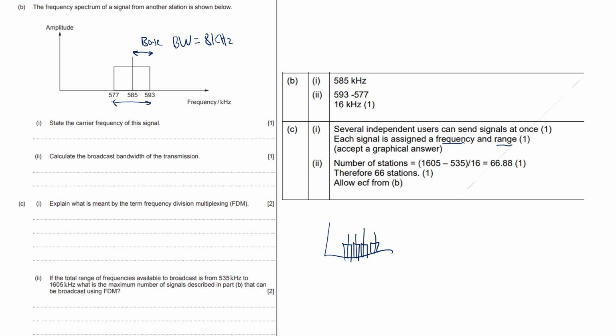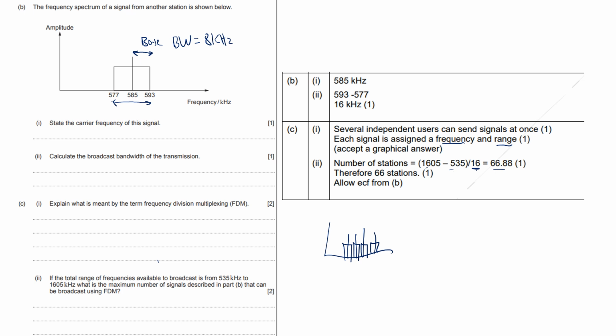And then obviously the number of stations is going to be the total broadcast band, which is 1605 minus 530, and then divided by your broadcast bandwidth. So 66.88, therefore 66 stations slap bang next to each other would fit. I hope that makes sense.